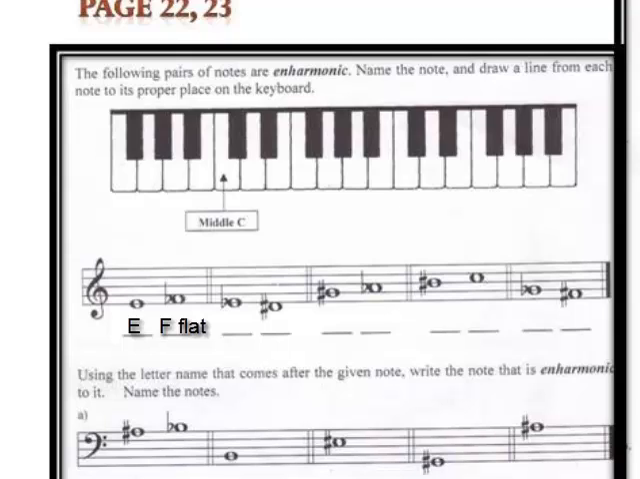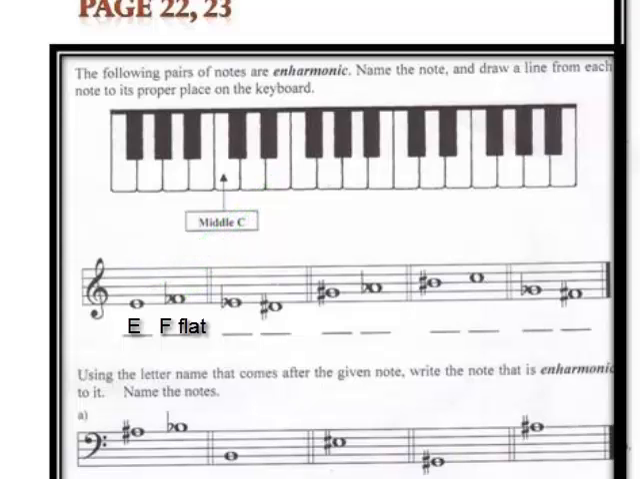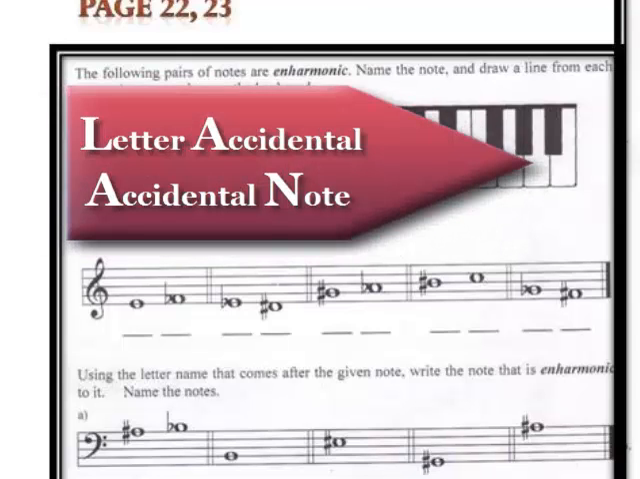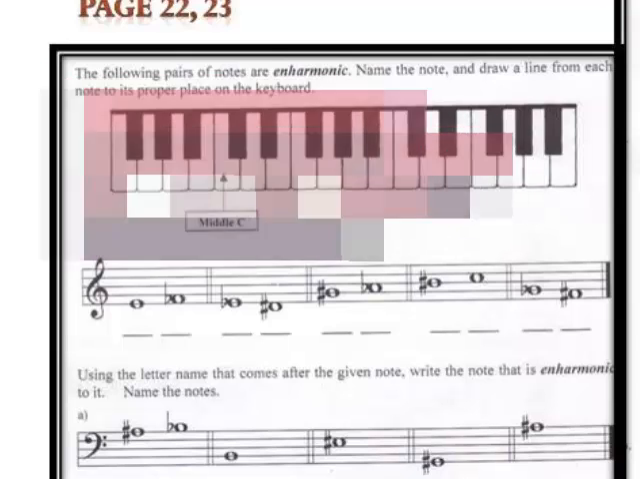On page 22, what you're doing is you're naming your enharmonic notes, and then you're going to draw a line from each note to its proper place on the keyboard. Remember, when you're naming the notes, you write the letter and then the accidental. Okay? When we write notes, we write the accidental and the note.